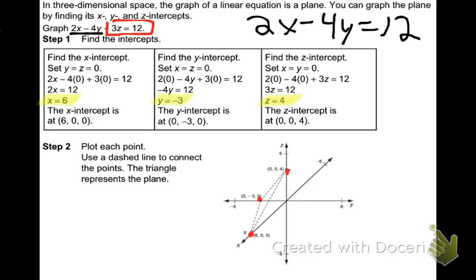Now understand, it's a plane, it's not a line, because it's in 3D space. So I sketch my plane and I kind of shade in where the area of that plane would be. Okay, so the triangle represents the plane there.